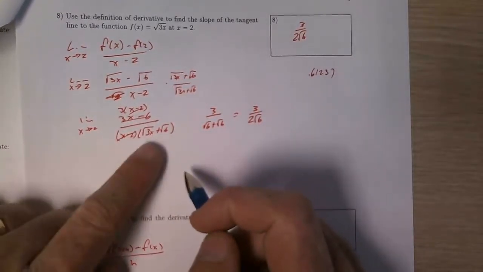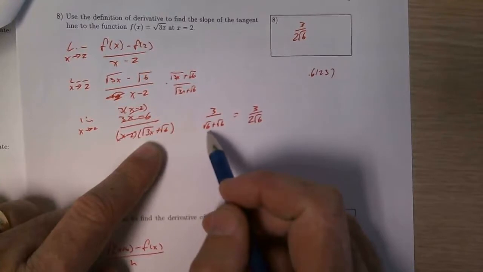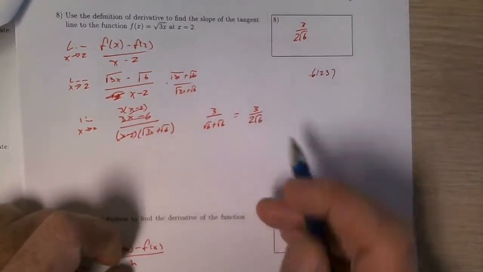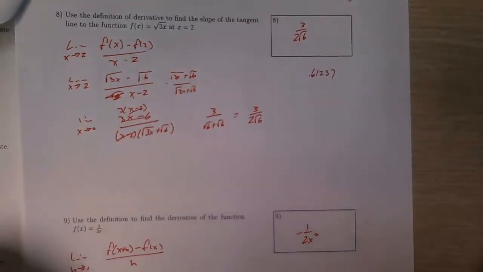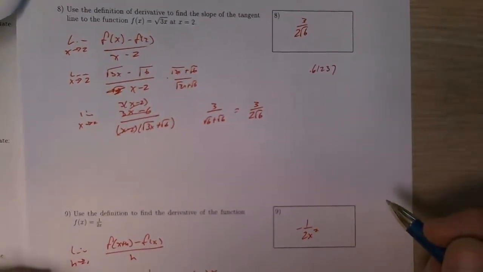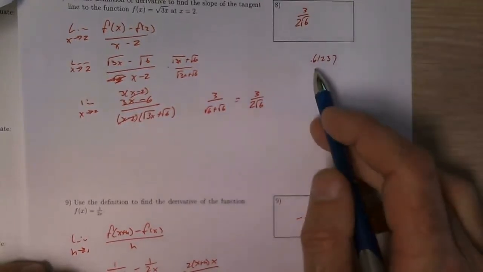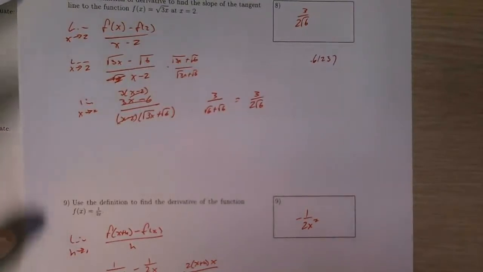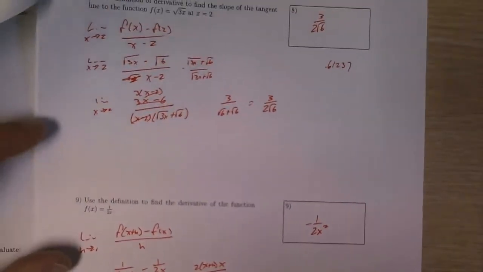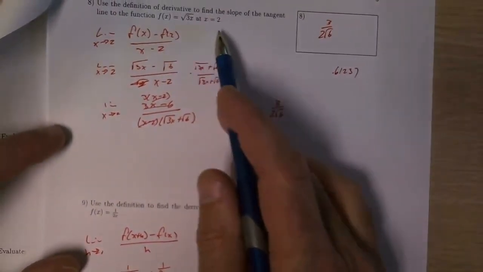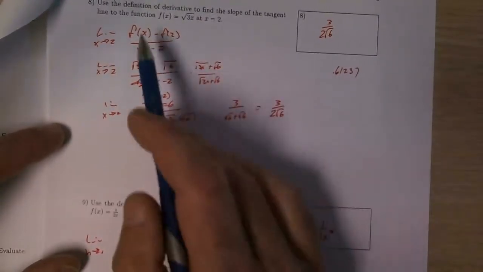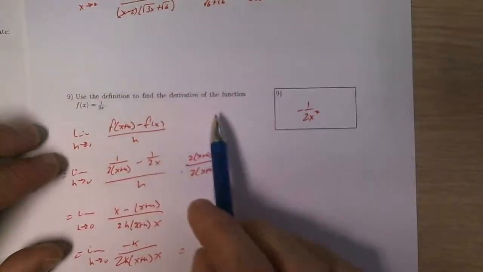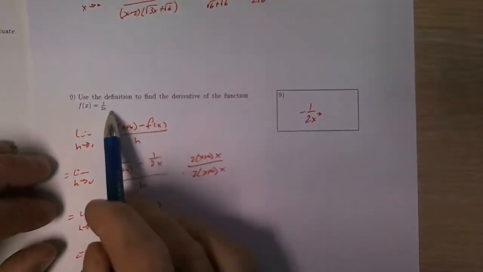Now when I plug the 2 in, I've got a square root of 6 plus the square root of 6 on the bottom. So 3 divided by 2 square roots of 6. Which was about 0.61237. If you use the shortcut rule to take the derivative and plug the 2 in, I did not give credit for that. I asked you to use the definition. All right, you got to use the definition.